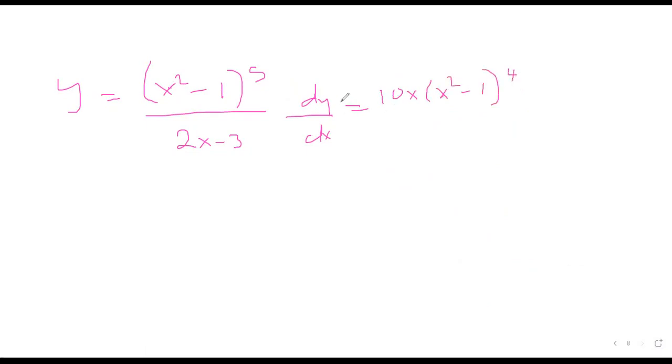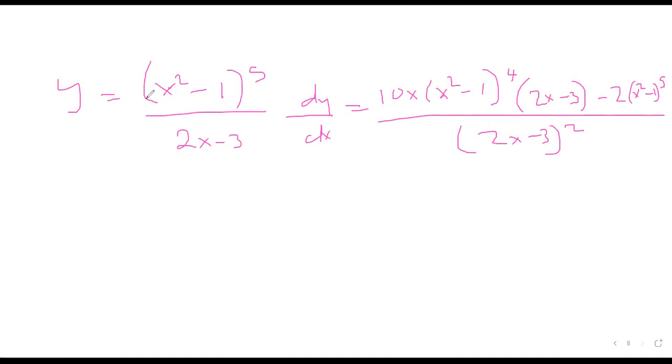So we differentiated the top part. You multiply it with what is down as it is, 2x minus 3. Then we go to minus, differentiate what is down, which is 2, times what is on top as it is, x squared minus 1 to the power 5. Then what is down, you square it, 2x minus 3 to the power 2.